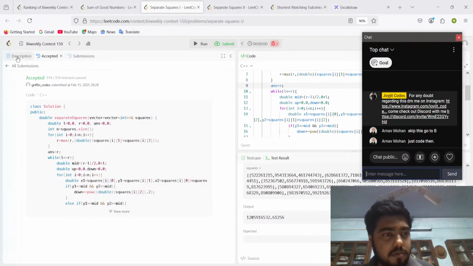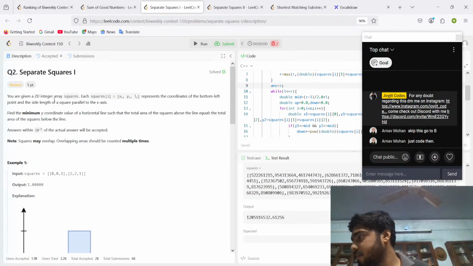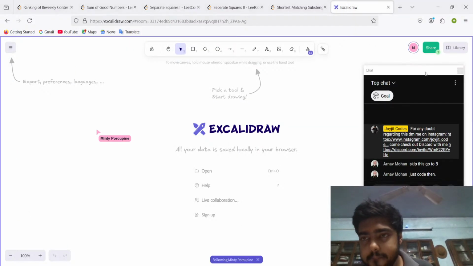Now let's move on to this problem. Okay, description. Separate squares 1. Okay, is my Excalibur working? Yeah.